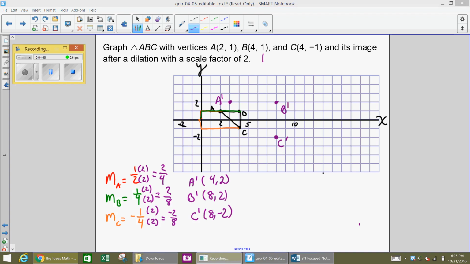So here we've also enlarged triangle ABC to A prime, B prime, C prime, using a different method. Either method is fine. It's really just what you understand the best.